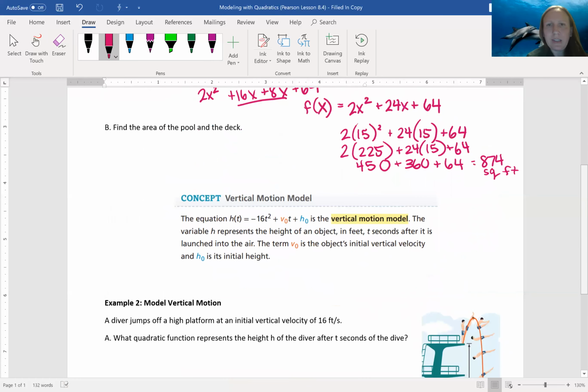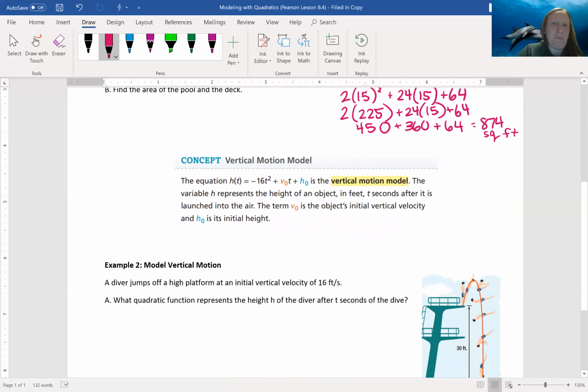The second thing we're going to talk about is a vertical motion model. So the vertical motion model is this thing right here, which I know it looks a little crazy. But it tells you h, which is the height. So it's giving you the height of an object, in feet. T is the number of seconds after it's launched into the air.